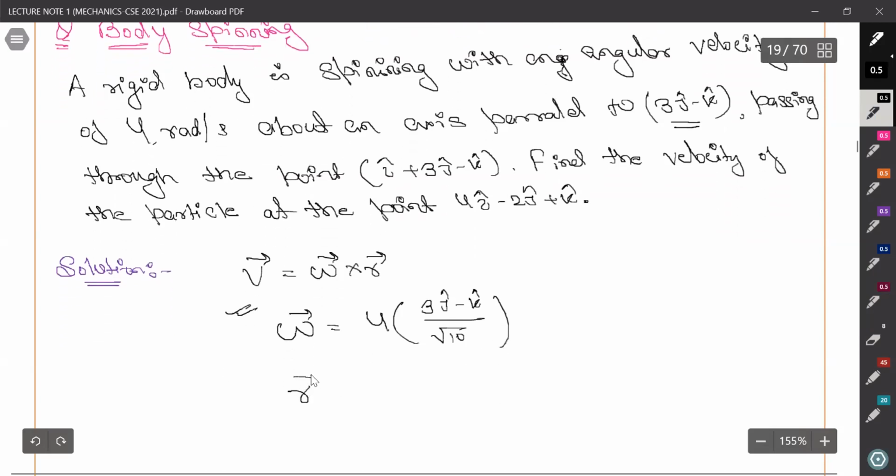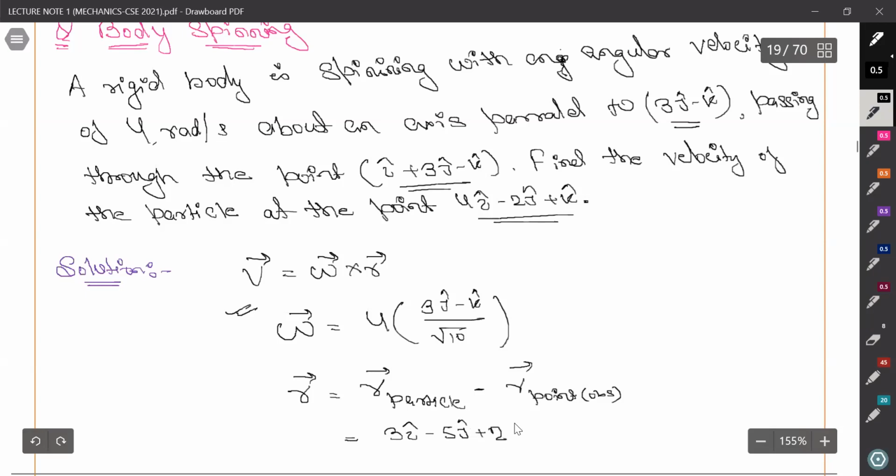For getting r, so r is what? We can write r as the position of the particle minus the position of the point where we are, or you can say the observer. The particle is at this position and we are at this position. So what is the position vector of that particle with respect to us? That will be the particle and that point of our observation, and it will come out 3i cap. You just need to subtract this 5j plus 2k.